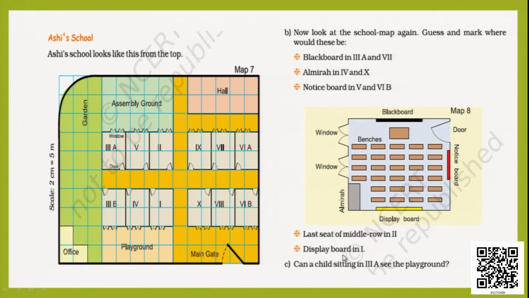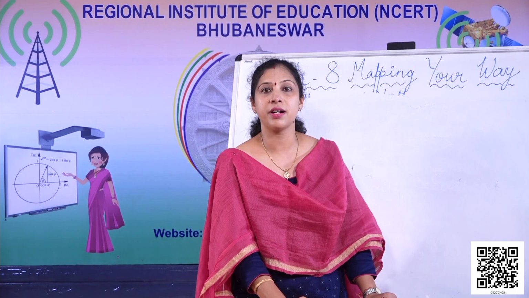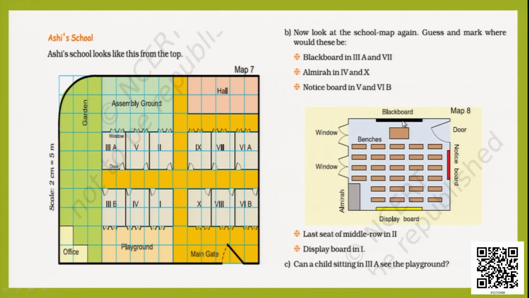Next, display board in class 1. Now let's visit class 1. This is class 1. Here you see, when you enter through the door, the blackboard is here. This is a notice board, and this yellow one. I have shown it in blue color, but here it is shown in yellow. So when you enter class 1, here you enter. Let's go and see where is the notice board or display board of class 1.